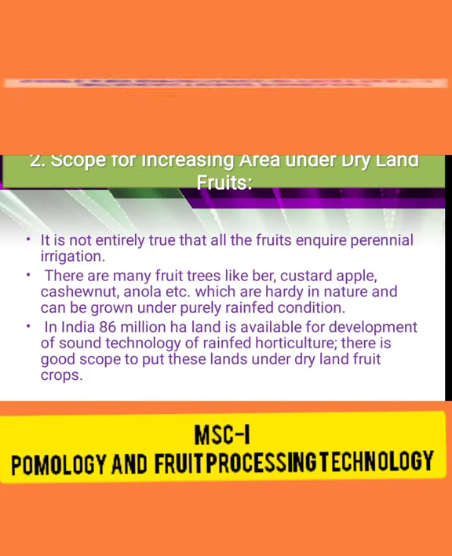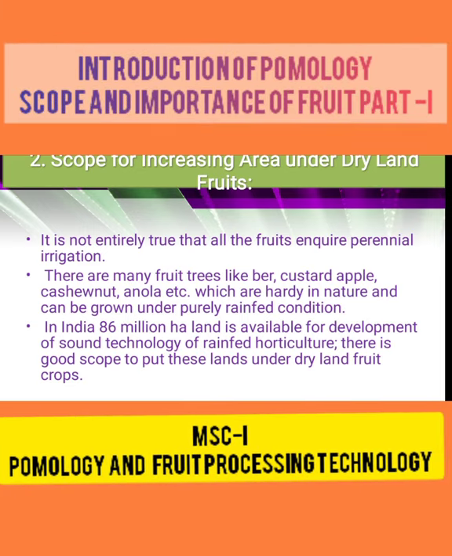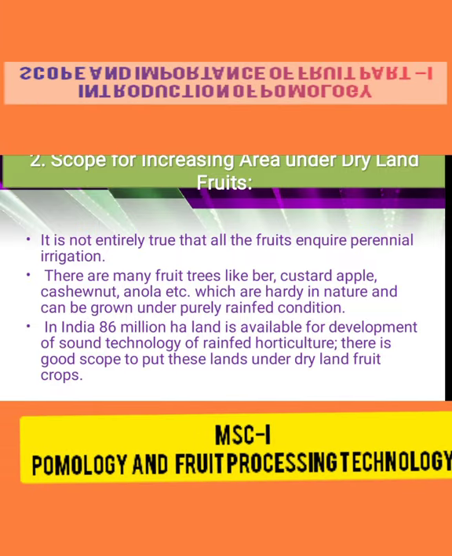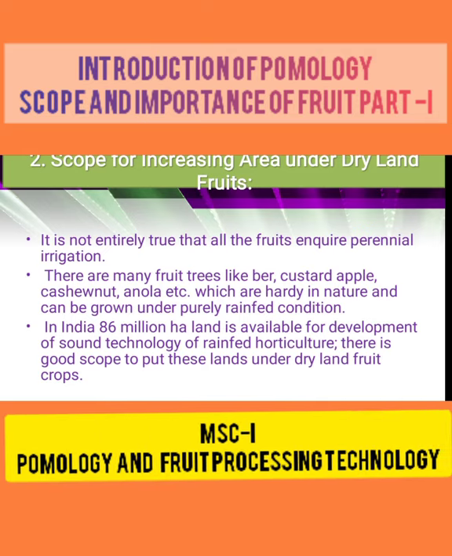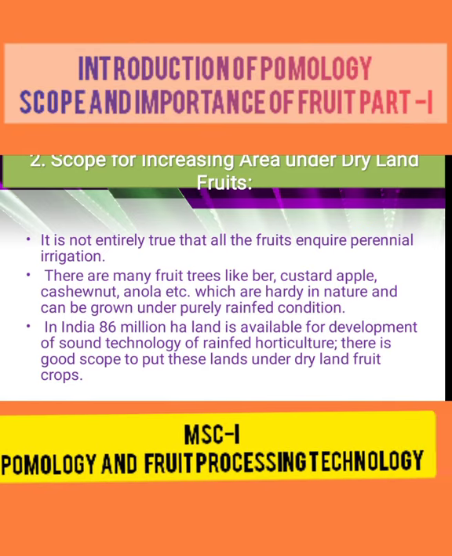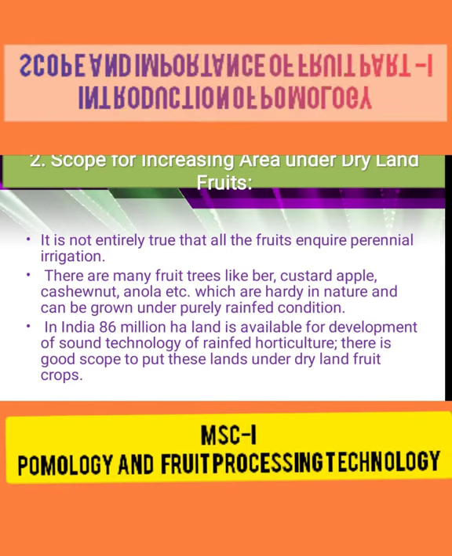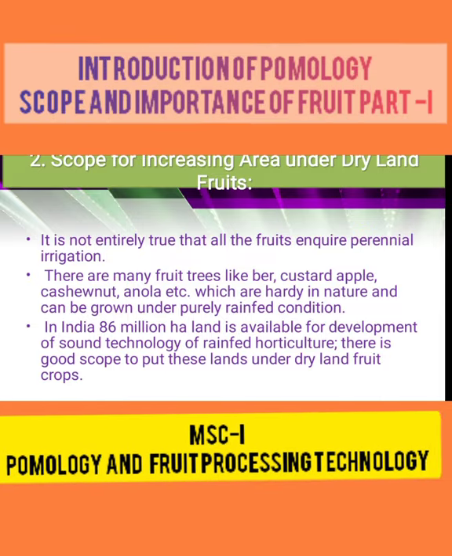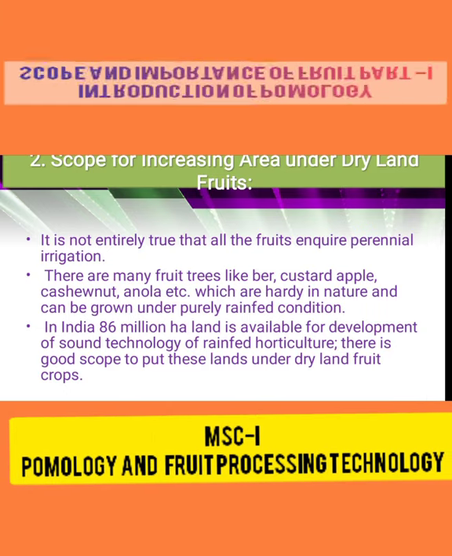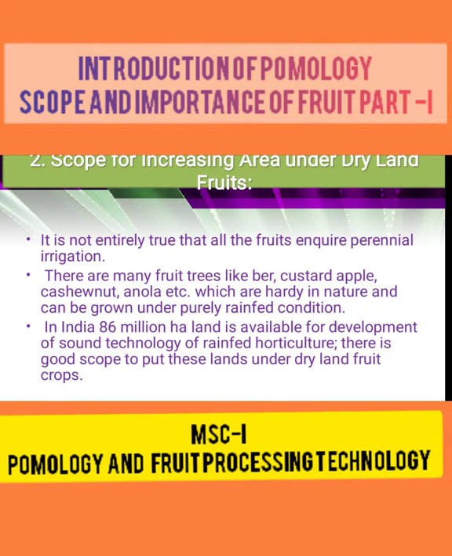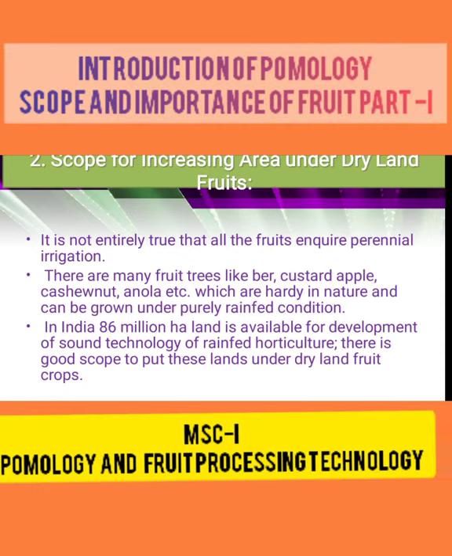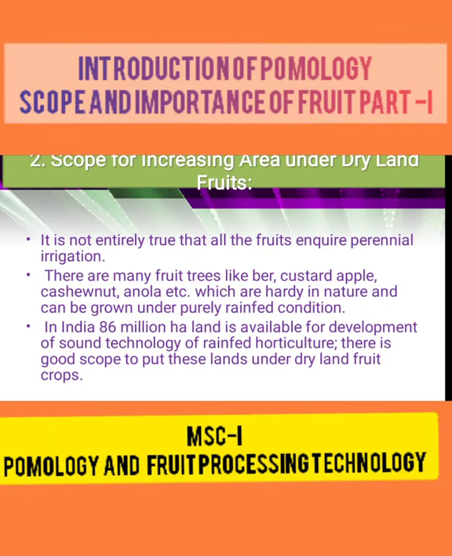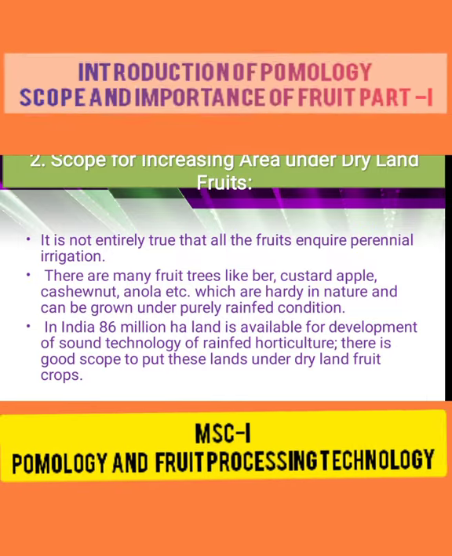It is not entirely true, because a fruit tree requires perennial irrigation. Like other plants, they require irrigation two to three times a week or a month. Dry fruit trees like ber, custard apple, cashew nut, anona require irrigation throughout the year, every one or two months. In such a condition, we have scope to cultivate those trees.